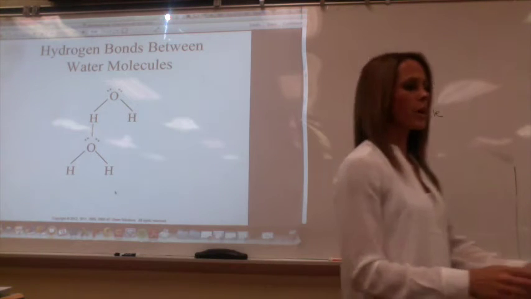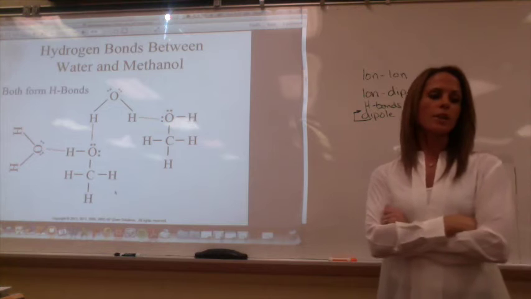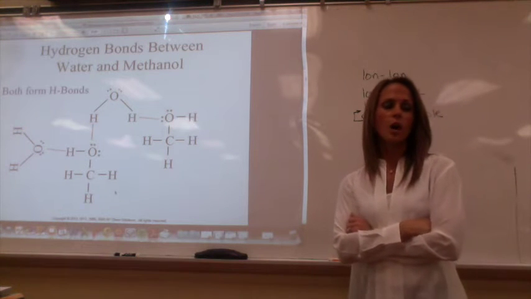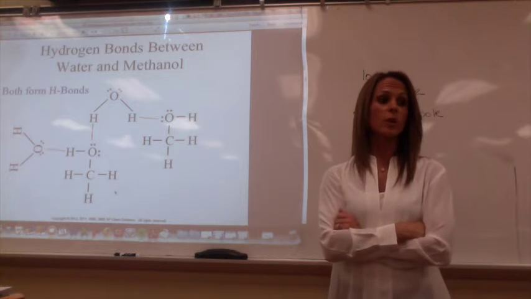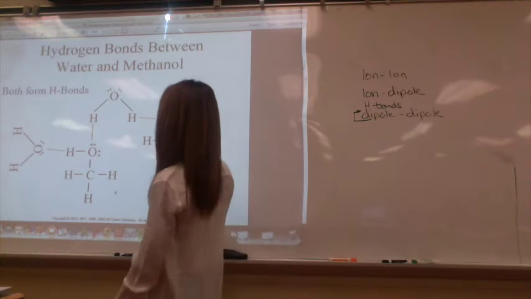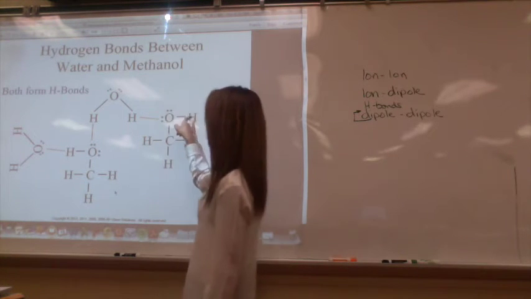So we're just going to get through hydrogen bonds today, and then I'll stop. So both form hydrogen bonds. I just drew this for you. This is showing you hydrogen bonds between water and methanol. So methanol is this structure here. It has three hydrogens around this carbon and an OH.